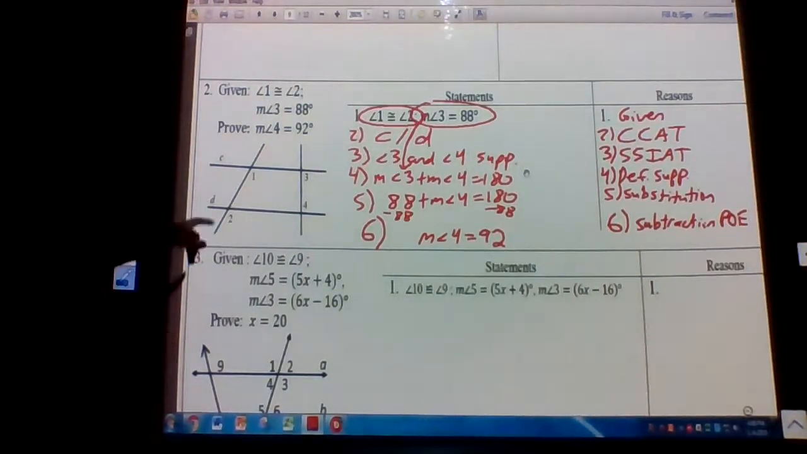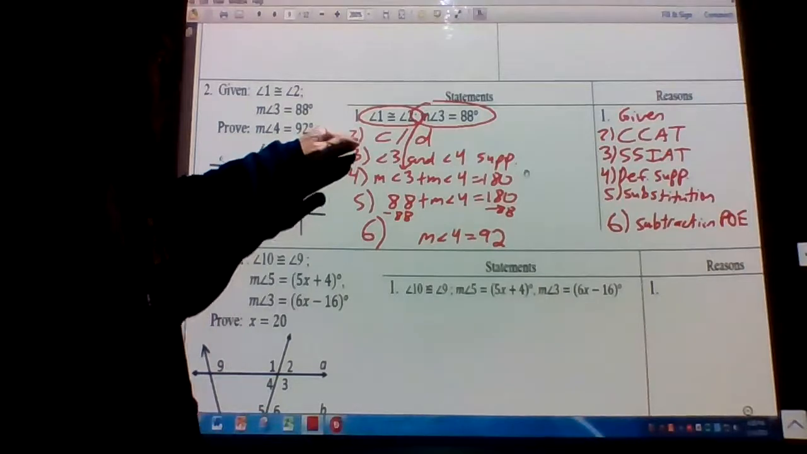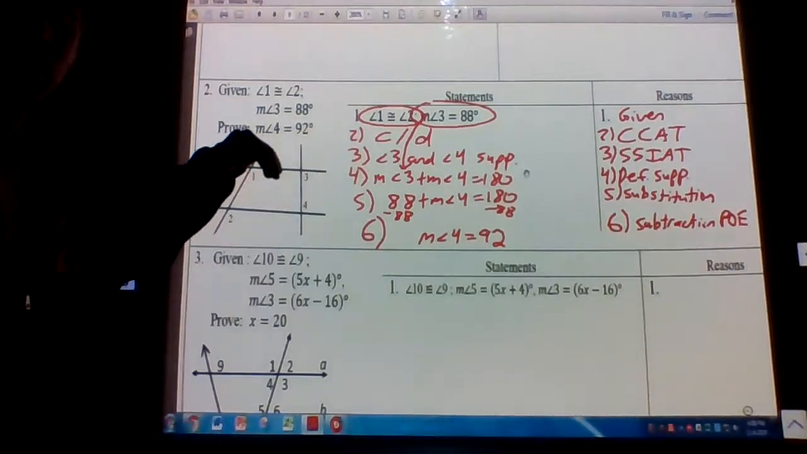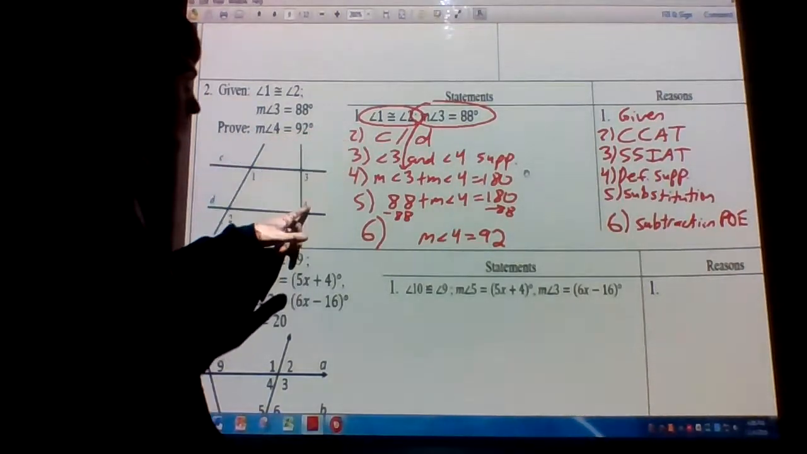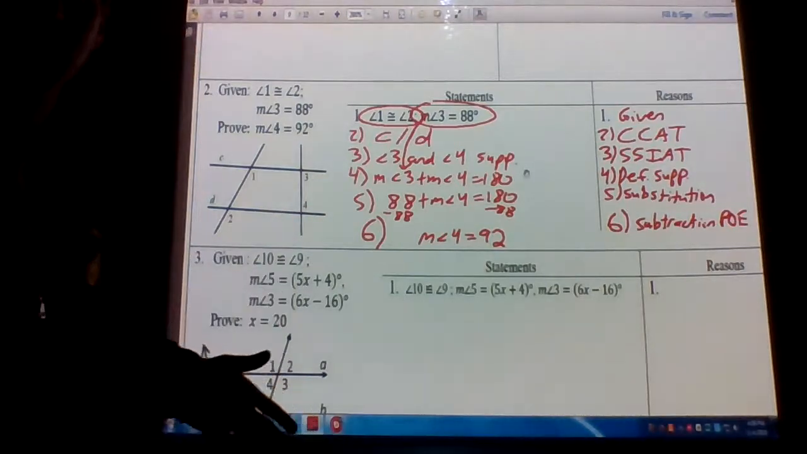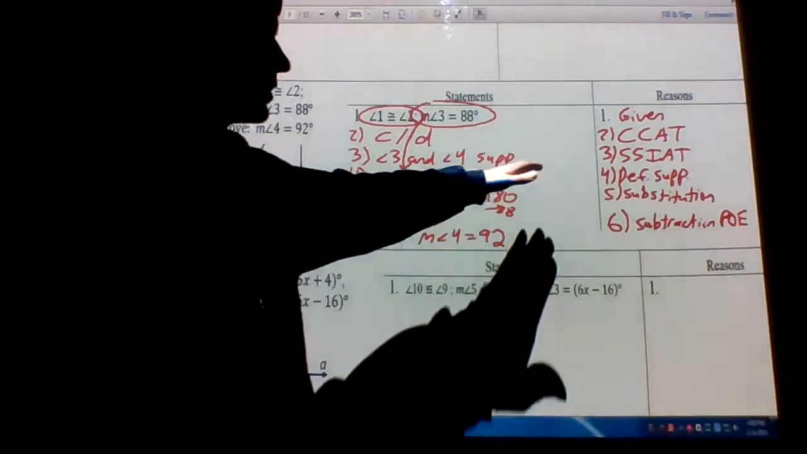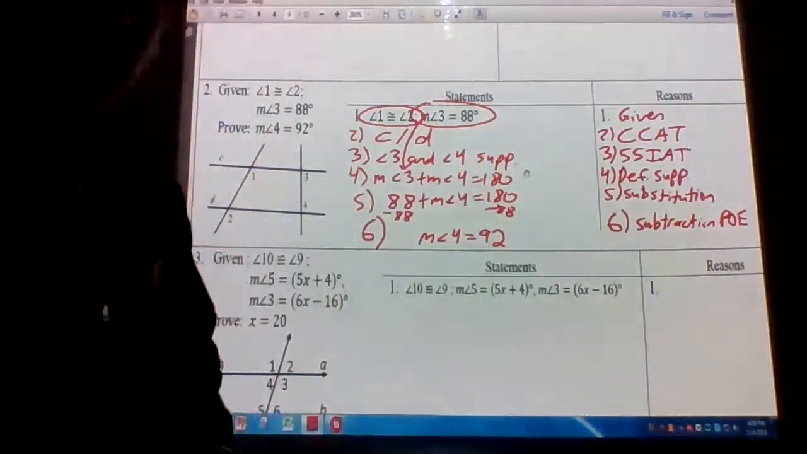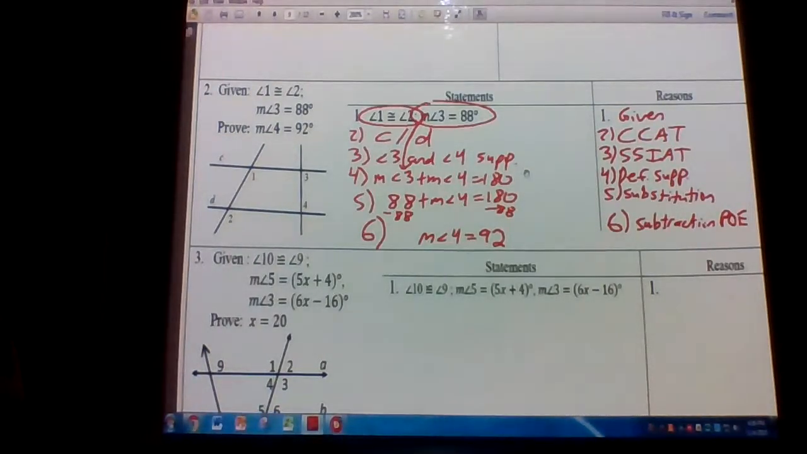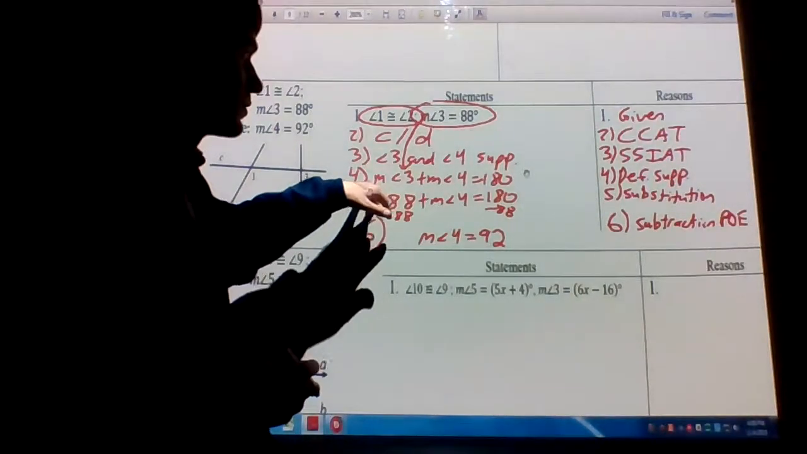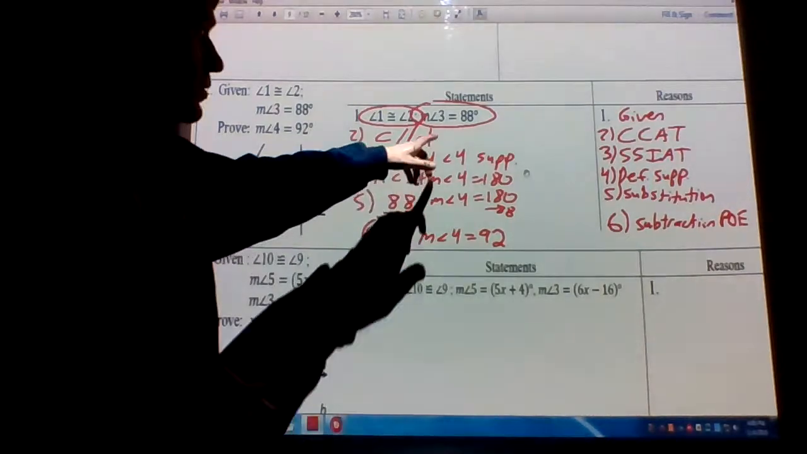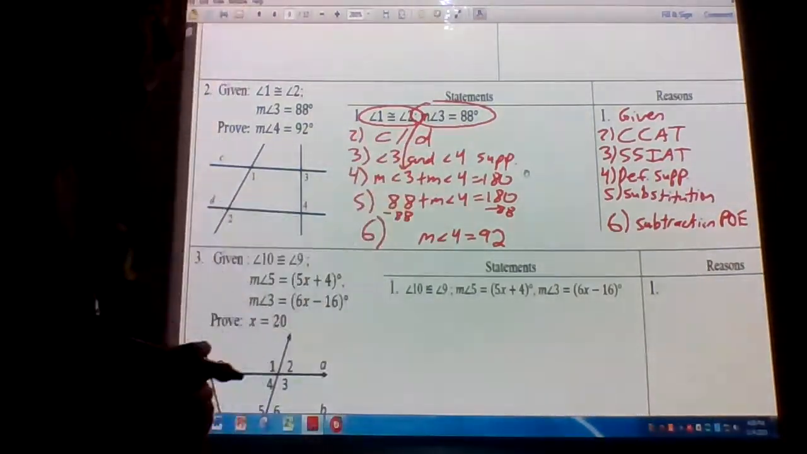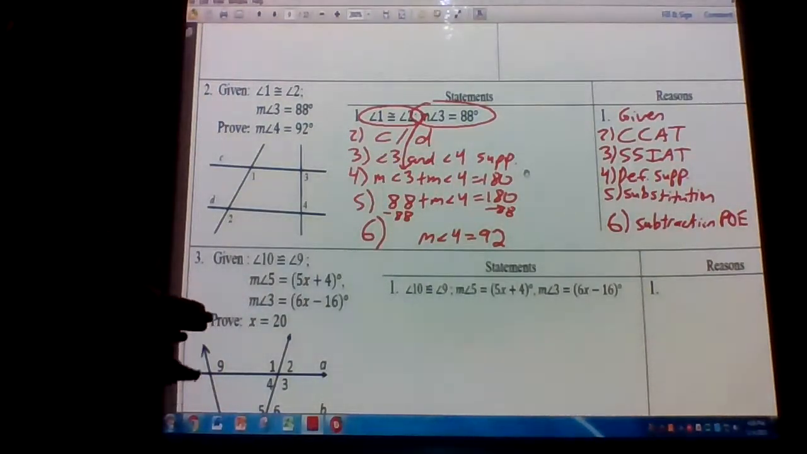So we need to use the fact that angle 1 was congruent to angle 2, and those are corresponding angles to show that C and D were parallel. Once we have parallel lines, we know that 3 and 4 are going to be supplementary because they're same side interior angles. So the same side interior angle theorem tells us they're supplementary. Then the definition of supplementary tells us the measure of angle 3 plus the measure of angle 4 is 180. We can substitute in what we know, the 88 degrees. Subtract it from both sides, and you get the measure of angle 4.